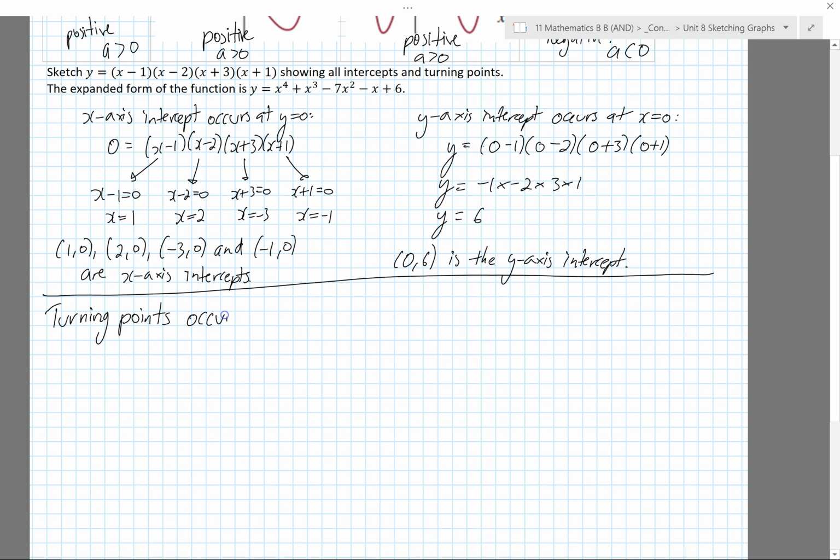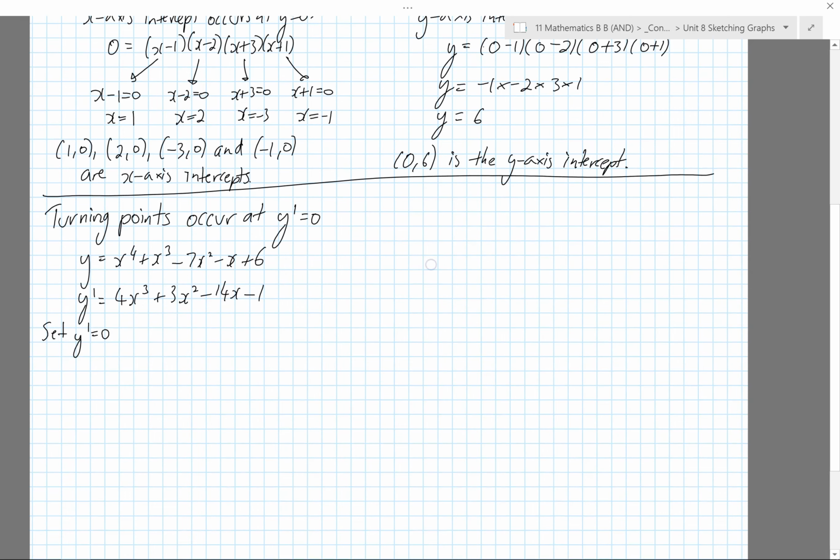Okay, the turning points occur at y' equals 0. I'm going to use the expanded form. Okay, so y equals x to the power 4. Use that form because I'll actually be able to differentiate this, which is important. Okay, differentiating, you should be able to do it this quick by now if you've been keeping up, which I hope you all have. And now I'll set y' equals 0.